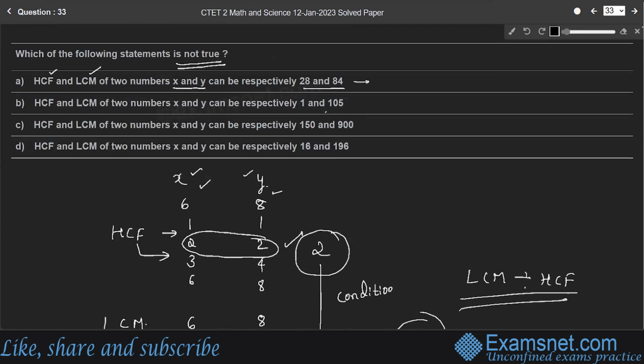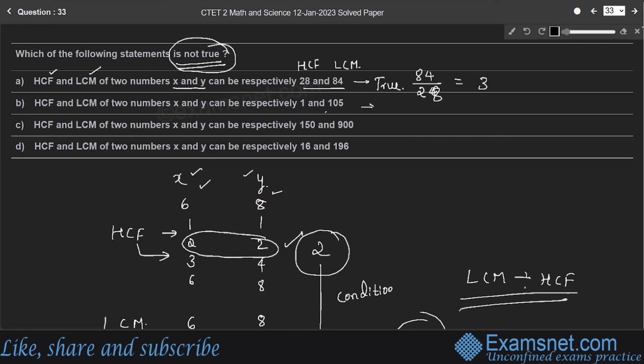So here the HCF, highest common factor, is 28, and the lowest common multiple is 84. So we'll check whether the LCM is divisible by the HCF or not. So 84 by 28. 28 into 3 is 84. Therefore, the first statement is true, right? The question is, we have to decide which statement is not true.